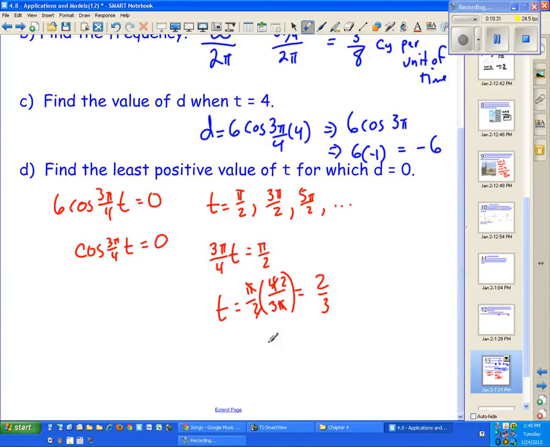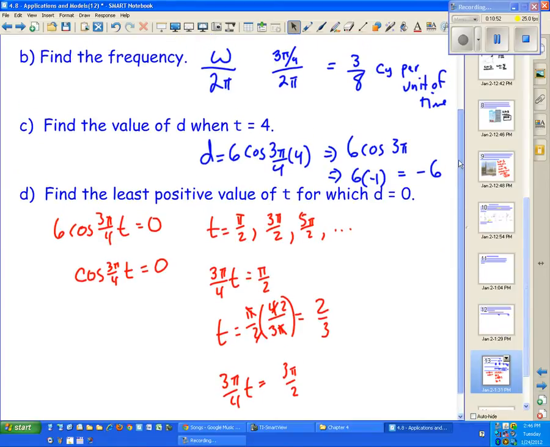So I would go 3 pi over 4t equals 3 pi over 2 and solve for t again. That would give me another moment in time, and so on and so forth, to find out when the spring we're talking about is back at the 0 point, because that's when the displacement, d, is 0. That's what we're talking about for this. So if you have any questions about this, please come to class prepared to ask them.